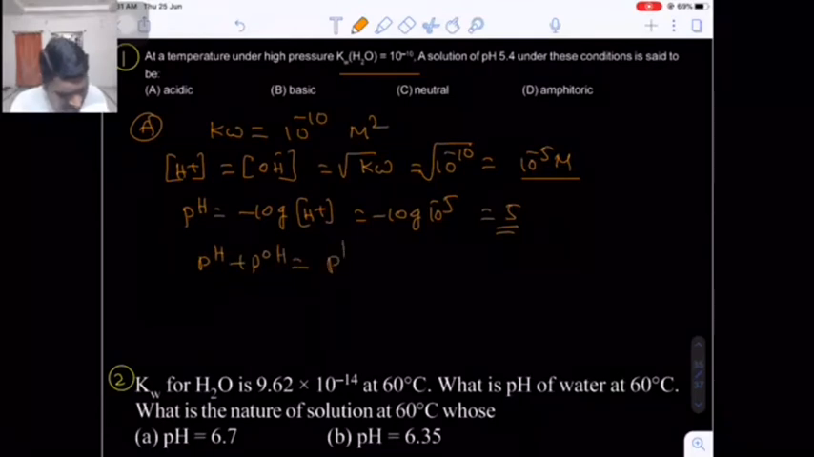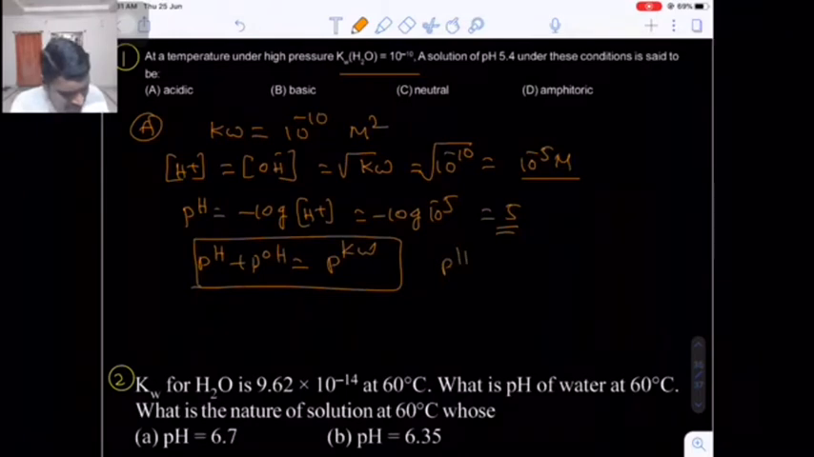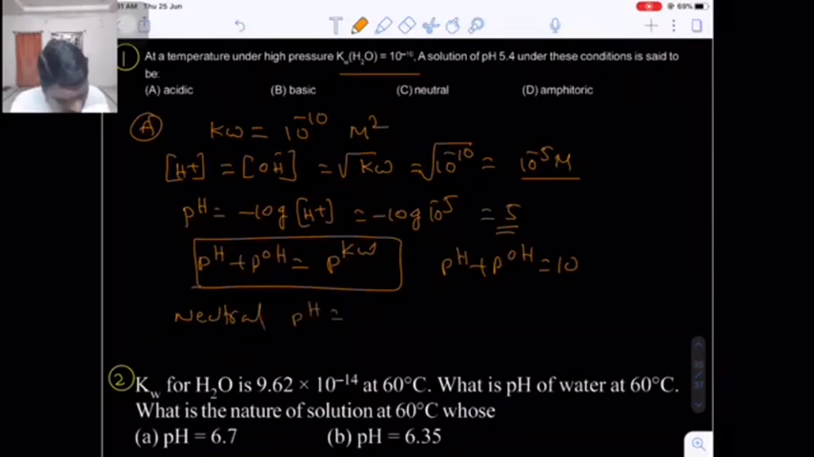It is also valid at all temperatures. So from here pH plus pOH is equal to how much? 10. That means the midpoint of the 10 is the 5. The neutral point will be the 5. So neutral pH value is half of the pKw, that will be 10 by 2, that will be 5. That means at exactly pH equal to 5, the solution behaves as a neutral solution. Are you getting my point?